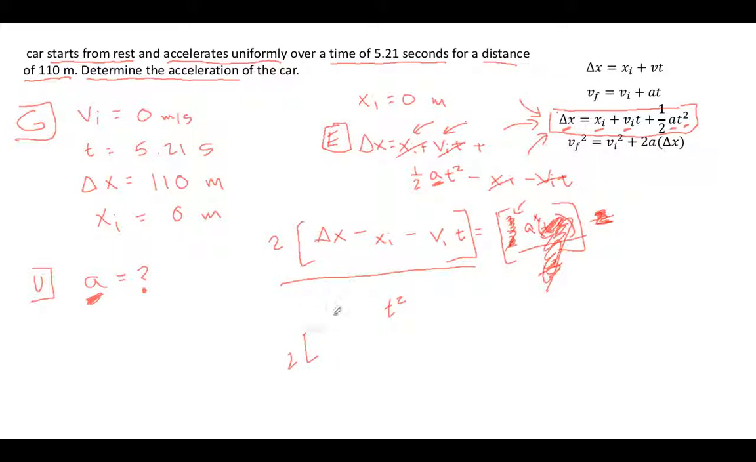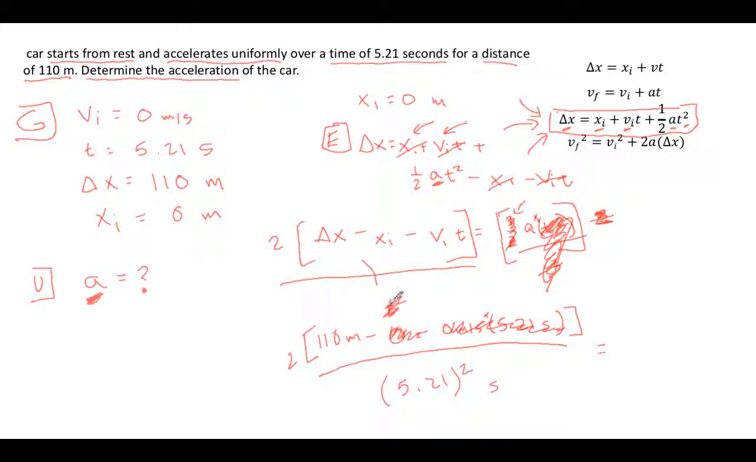So let's plug in some numbers. Delta x equals 110, x initial equals 0, v initial equals 0, and t equals 5.21. But since it's being multiplied by 0, that doesn't matter. So this goes away, and this goes away. And we have to put that over 5.21 squared seconds. Alright, so I am going to punch that into my calculator. Get rid of this just so it doesn't confuse you. And so I have 220, which is 2 times 110, divided by 5.21 times 5.21, because it's squared.